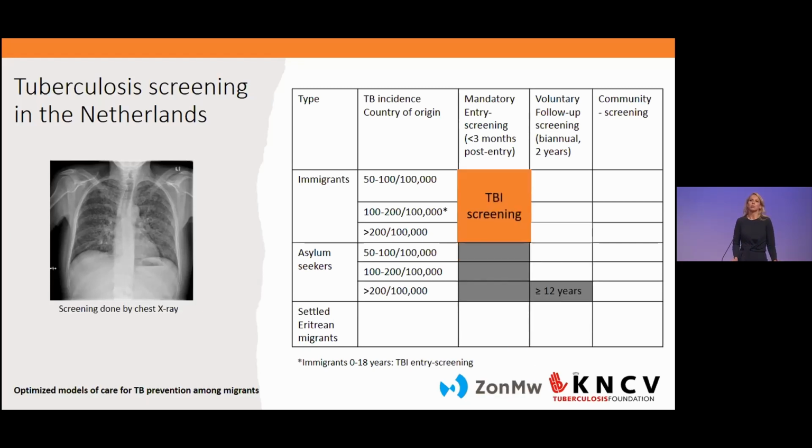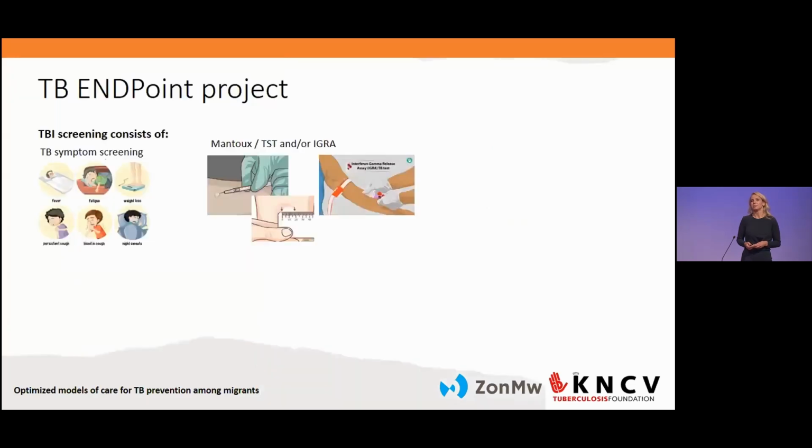In the TB Endpoint project, we replaced the chest X-ray entry screening among immigrants with a TBI screening. Additionally, in a second study, we replaced voluntary follow-up screening by chest X-ray among asylum seekers coming from countries with a TB incidence more than 200 per 100,000. Additionally, because Eritreans have a very high TB incidence in the Netherlands, we also studied a community screening among settled Eritrean migrants in the Netherlands.